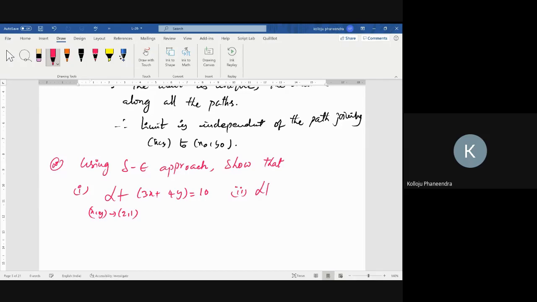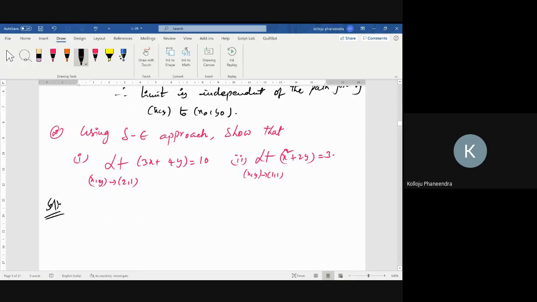Second one, limit (x, y) tends to (1, 1), x square plus 2y equal to 3. Solution: you can substitute directly, that is the short technique. But when the question is the delta epsilon approach, how to proceed? First one, what is f of x comma y? 3x plus 4y. First thing, it is defined. Yes, it is defined. Defined at what point? Clearly (2, 1). So one part is clear.